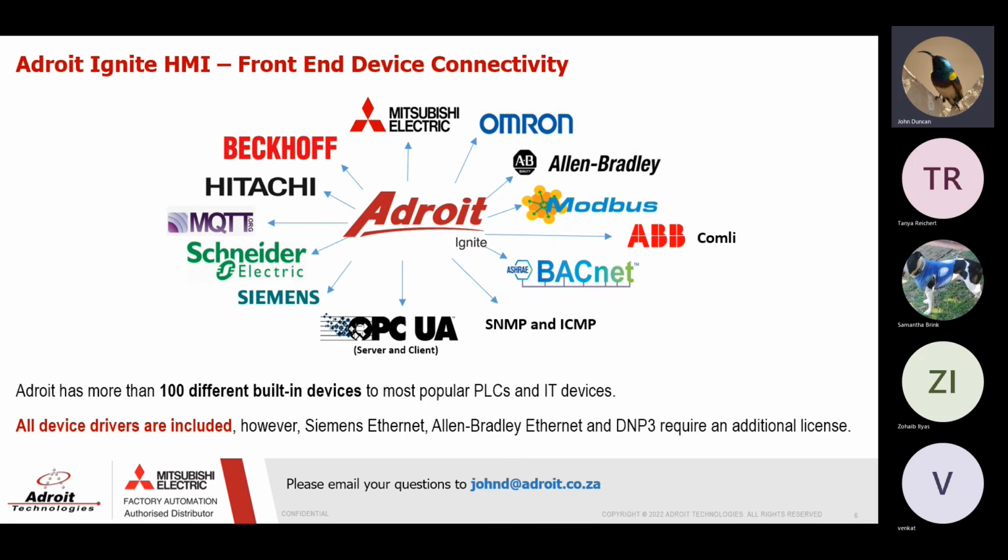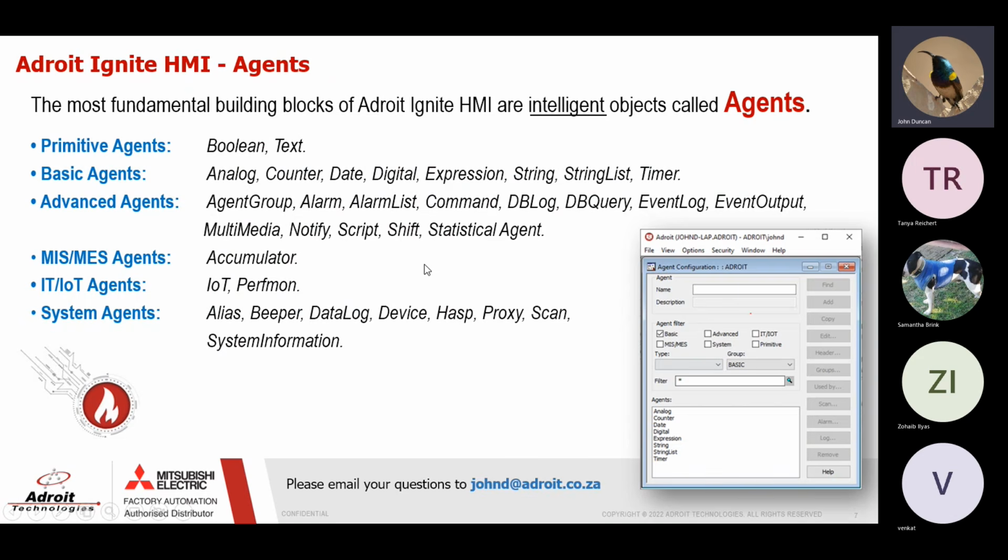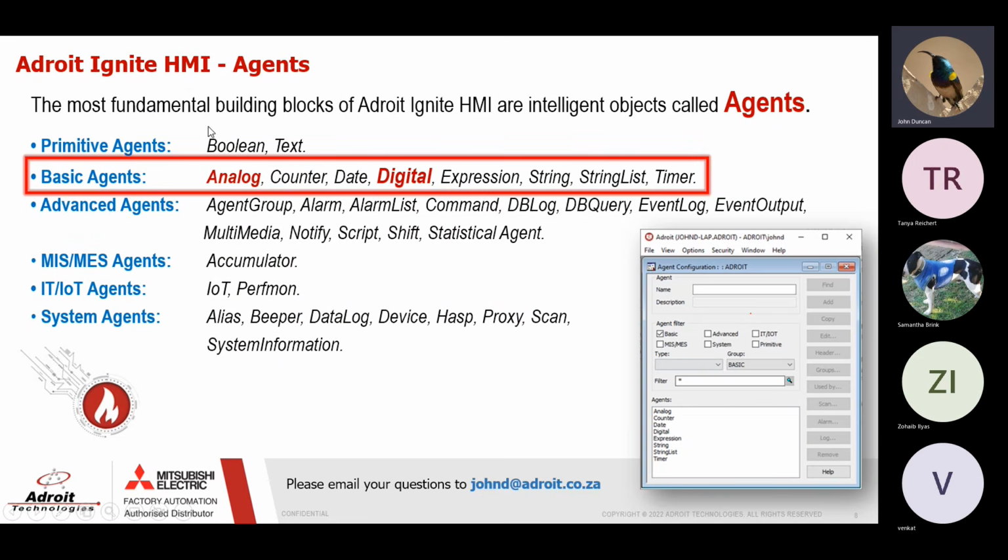So basically, if we have a look at all the different device drivers that we have, as I said earlier, we have over 100 different built-in devices, and all drivers come standard with the package, except for the Siemens Ethernet, the Allen Bradley Ethernet, and the DMP, which require an additional OEM license. So agents, as I said, are intelligent objects, and they are split into various categories. We have primitive, basic, advanced, MES, IT, and system agents. Today, we'll be focusing on the analog agent and the digital agent.